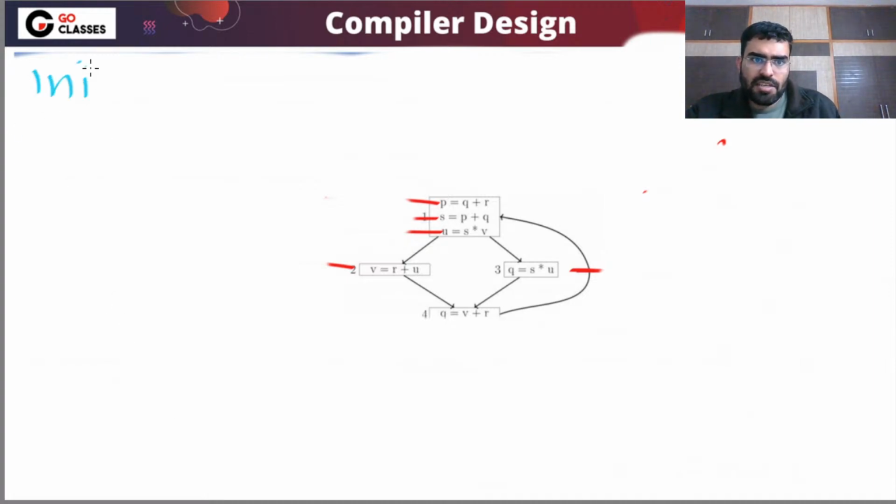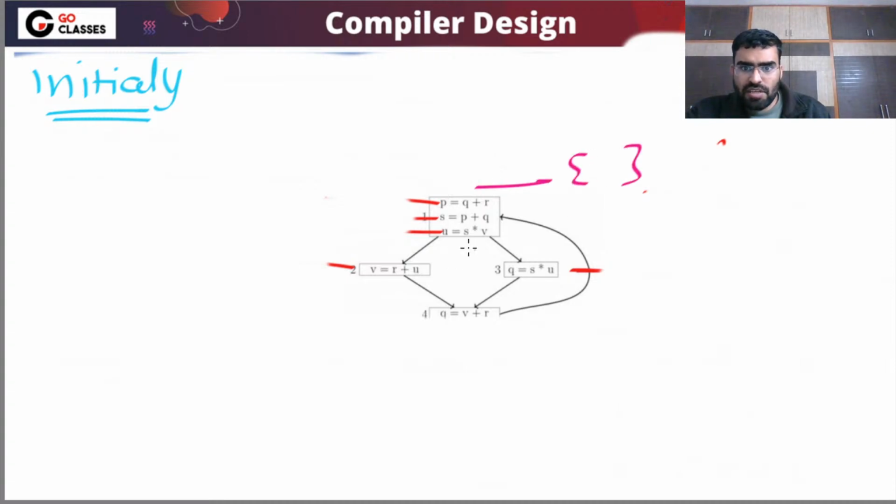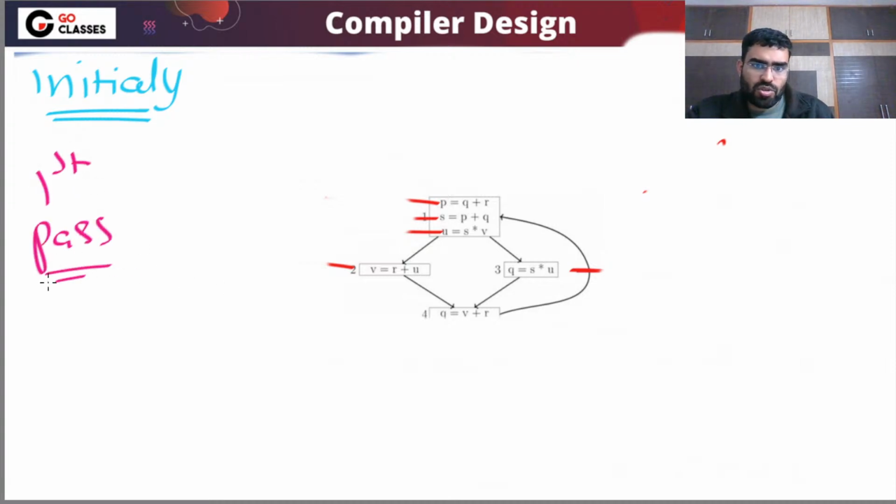Initially everything is phi. This is also phi, this is also phi. Everything is phi, you already know. So let's do the first pass. Then what will happen? Tell me. If you do the first pass, then what is this?